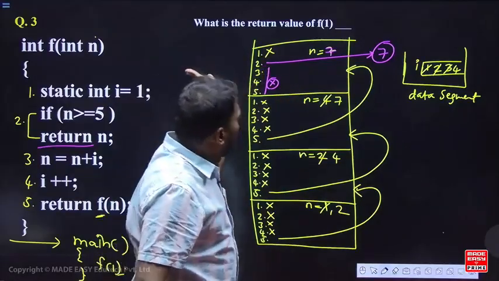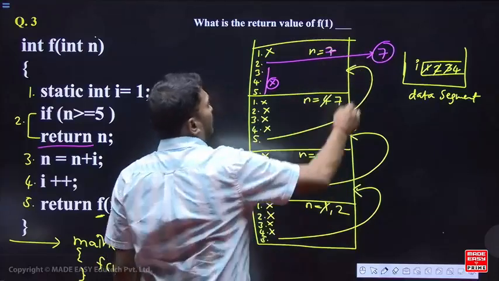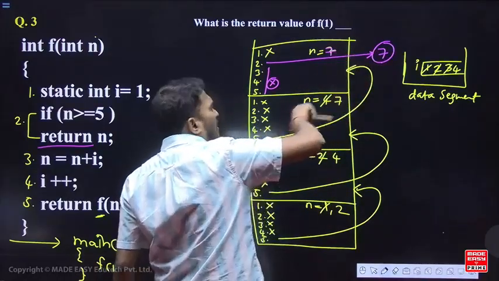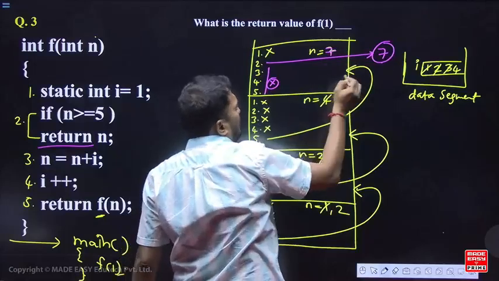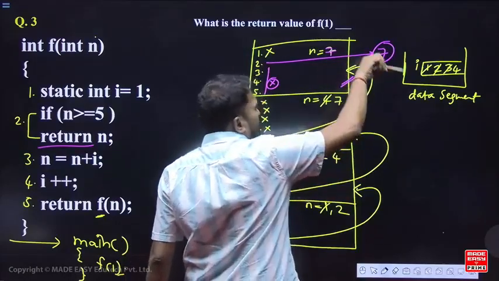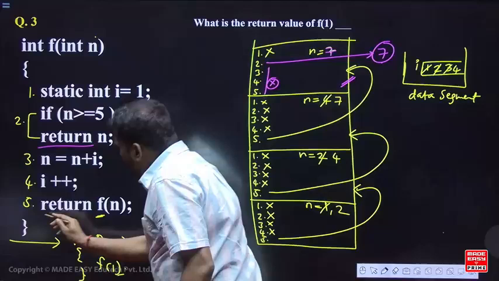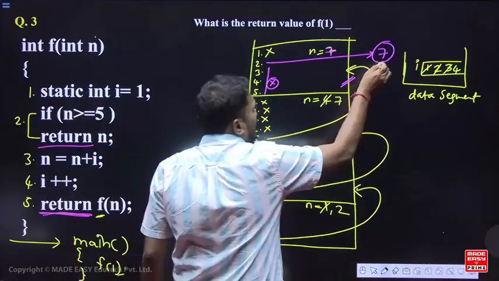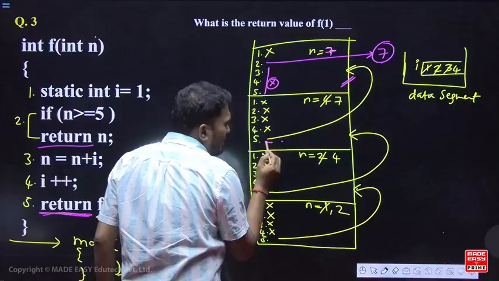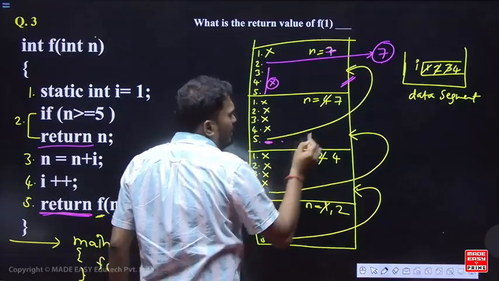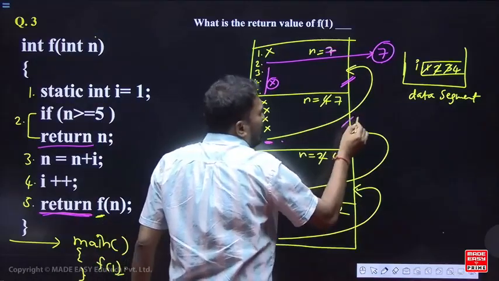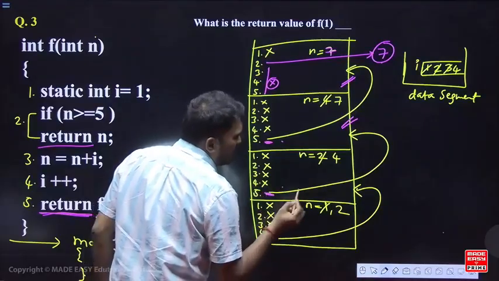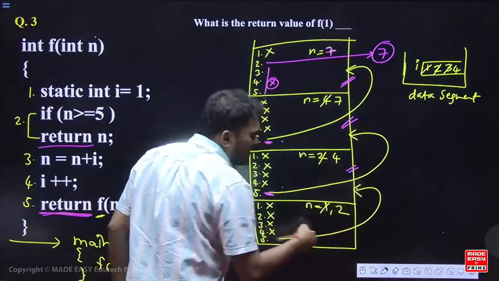So return n means you are returning 7, and that 7 will be returned to the previous activation record. So this is deleted, and that will return to the previous activation record. In this also you are having return, that 7 will come here, and here also you are having return. So that will return again 7 to the previous activation record. Here also you are having return, that will return to the previous activation record.